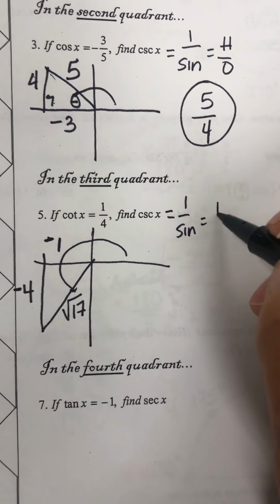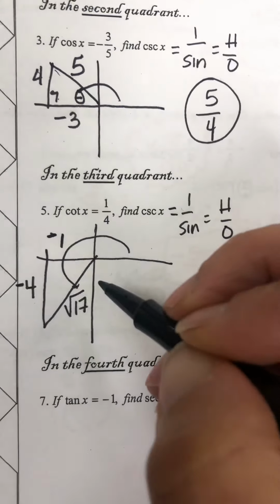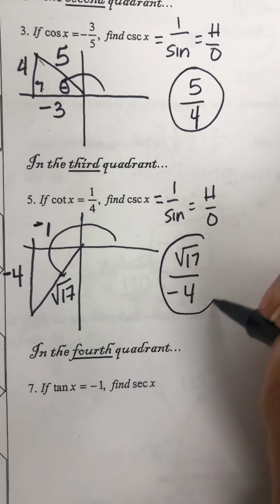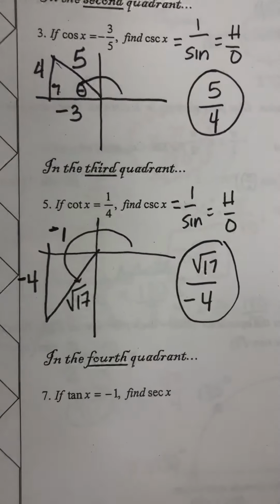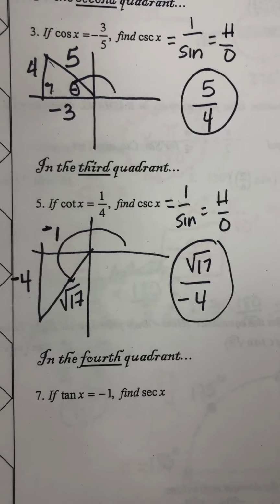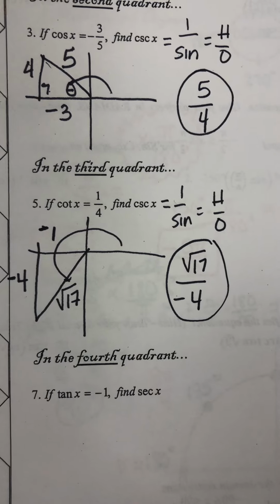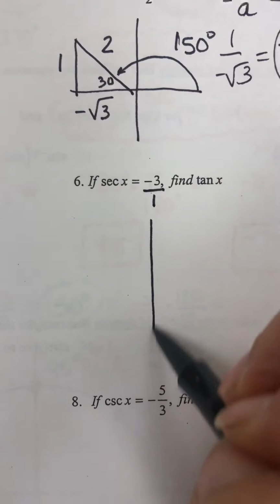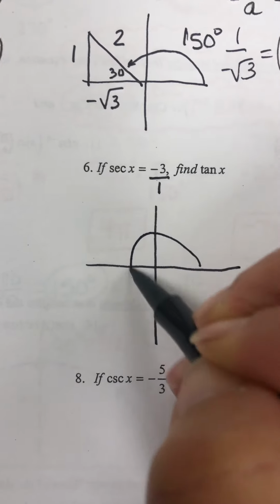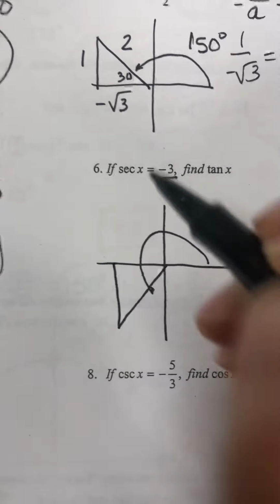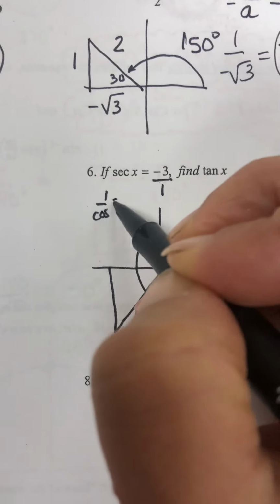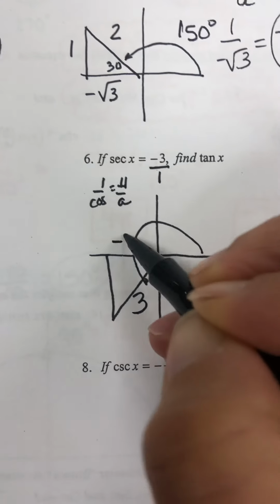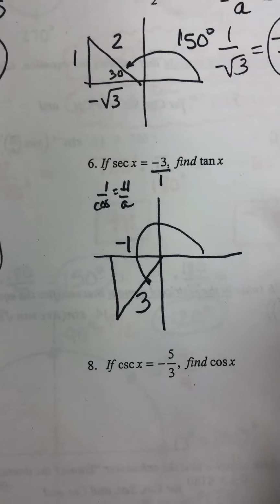Cosecant, I could do 1 over sine or hypotenuse over opposite. So hypotenuse is root 17, opposite is negative 4. That's why it's nice to have the negative sign written right on the triangle, and that helps me. Another third quadrant angle, secant. Now it might help you to write that it's over 1. And I got to think about, okay, secant is 1 over cos, or I could write it as hypotenuse over adjacent. Hypotenuse is always positive, so the adjacent would be negative 1.